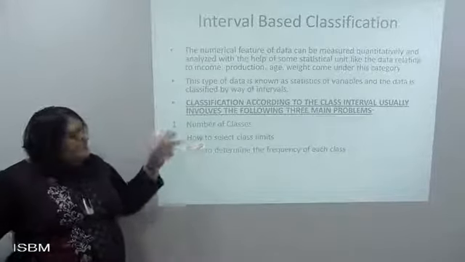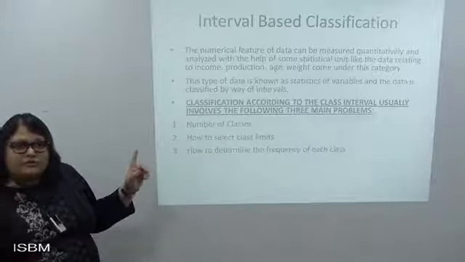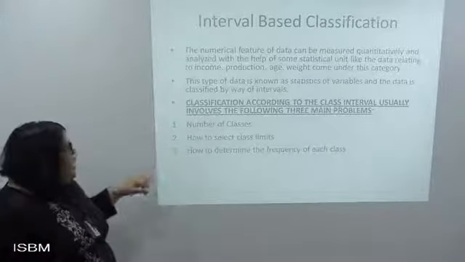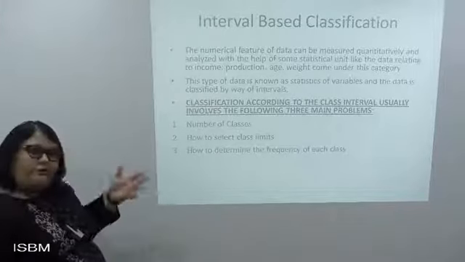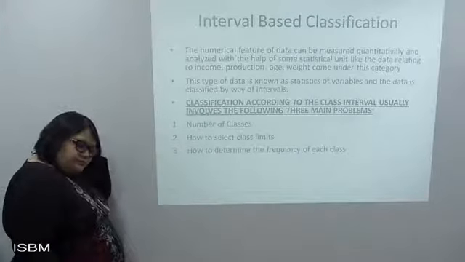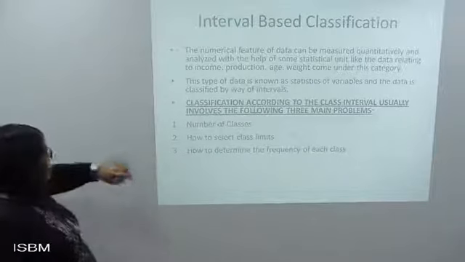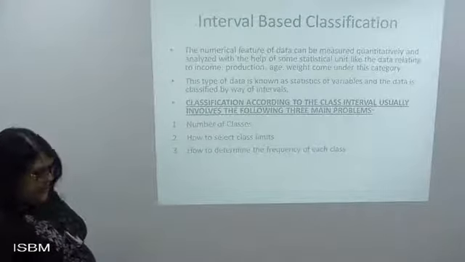So how will you select the class? Will you go from 0 to 10, or will you go from 0 to 5, 5 to 10? And how will you determine the frequency of each class? That is, the occurrence of a particular attribute in each of the classes will be measured.